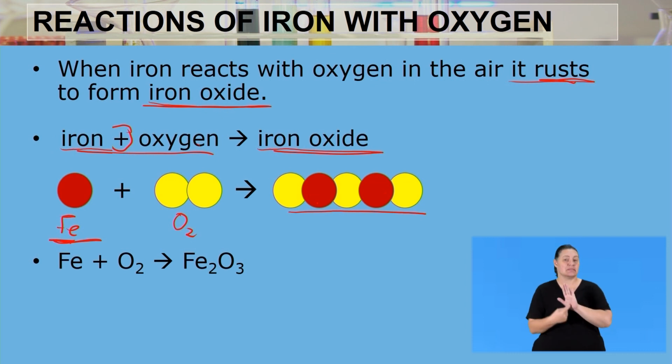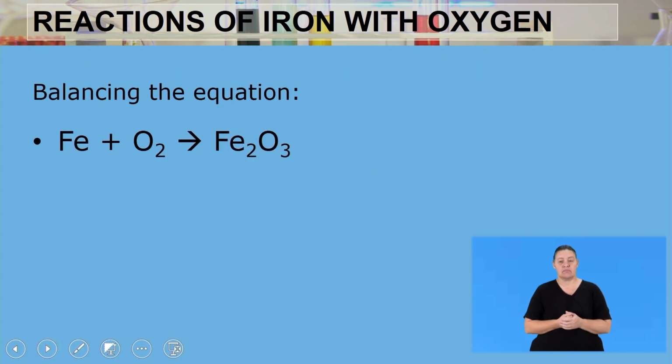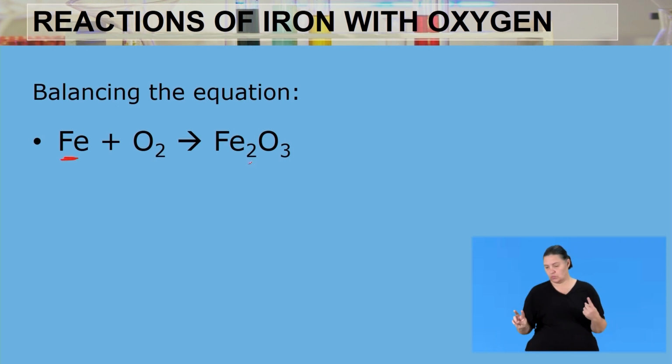Now, in terms of chemical symbols for this particular reaction, we have that Fe, being our iron, reacts with O2, our diatomic molecule, to form Fe2O3. We also need to note that this equation is not balanced, and we just said that all reactions must balance. So we need to be able to balance this equation. How do we balance it? On the left-hand side, we have one iron, one Fe, and on the right-hand side, the products, we have two of them. So there's one here, and there's two there.